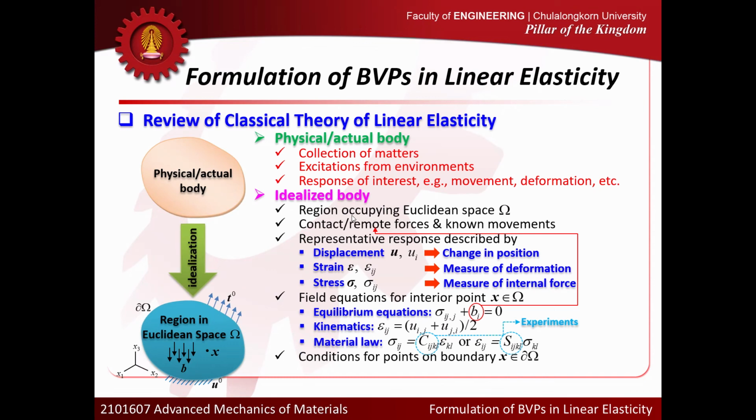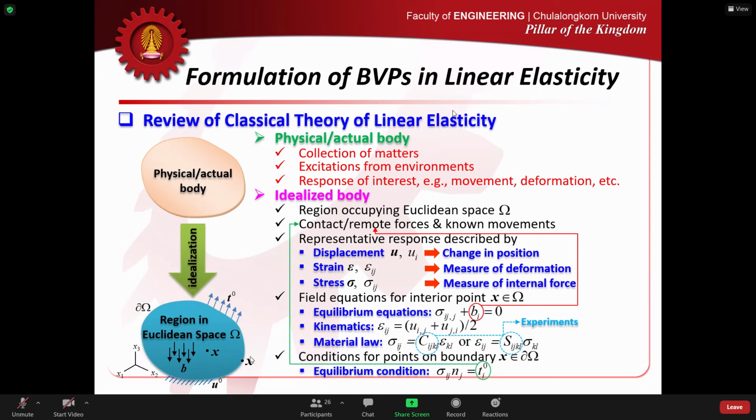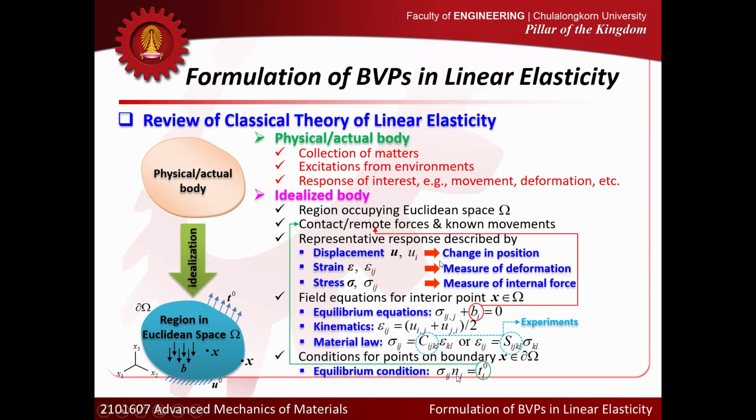We also have the conditions at points on the boundary. For example, at point x that sits on the boundary, we have the conditions that we call the boundary conditions. So we have two types of condition. The first one results directly from equilibrium. So we know the relationship between stress at that particular point and the prescribed traction. So let t0 here be the prescribed traction. Basically this is related somehow to the contact force that I talked about here. The contact force here is the one that you prescribe at some particular point on the surface of the body. So that has to be related to stress somehow from the equilibrium.